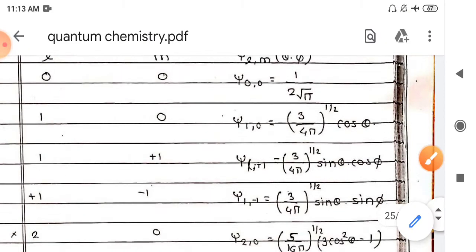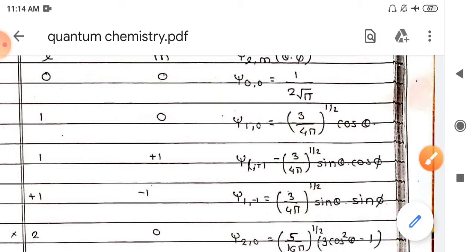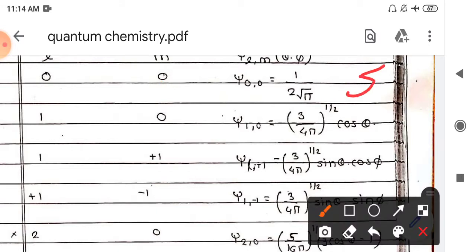For this, l equals 0 and m equals 0, which represents what? Which orbital is this? It is representing the s orbital only. So the s orbital is represented here. Its wave function is 1 upon 2 into under root of pi, that is, 1 upon under root of 2 pi.